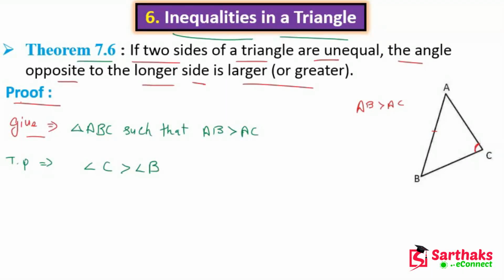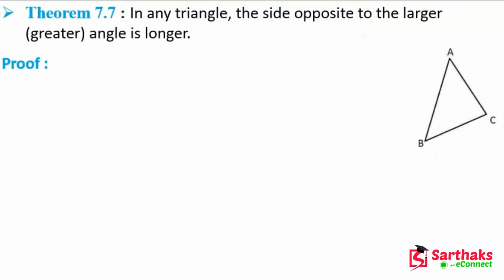So now let's move on to the next theorem, which is theorem 7.7. This theorem states that in any triangle, the side opposite to the larger angle is longer. Basically it is the converse of the previous theorem. Let's suppose we have this larger angle. According to this theorem, the side opposite to this larger angle is longer. I hope you get this point.